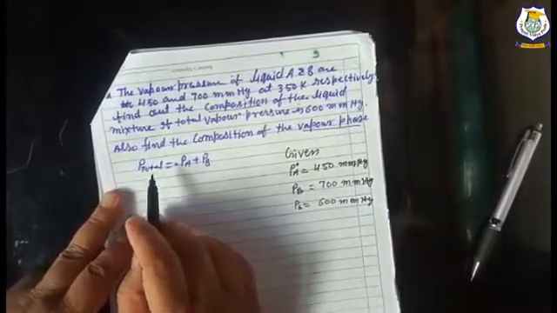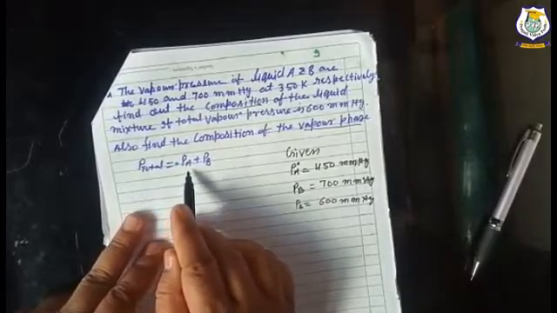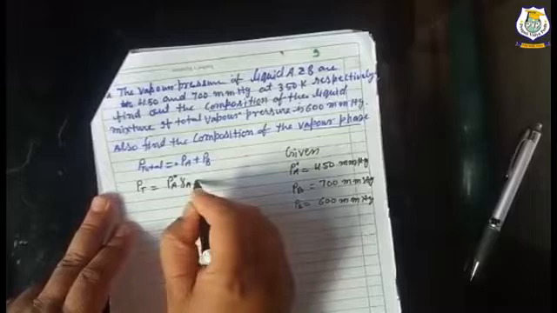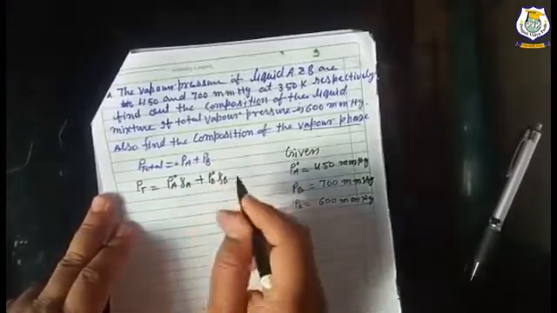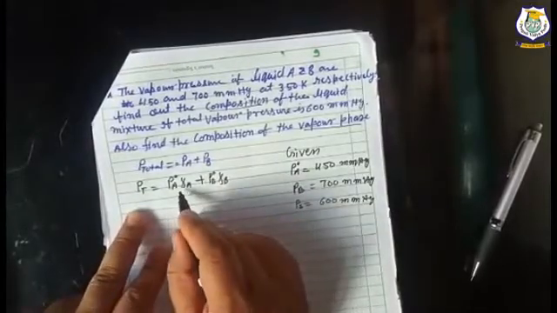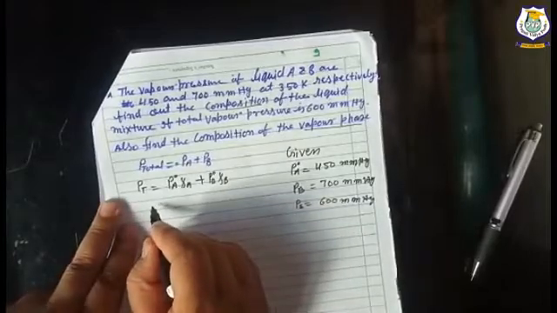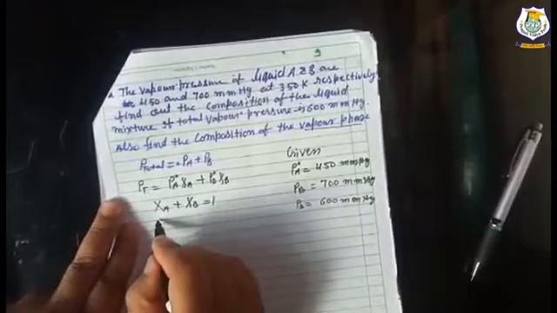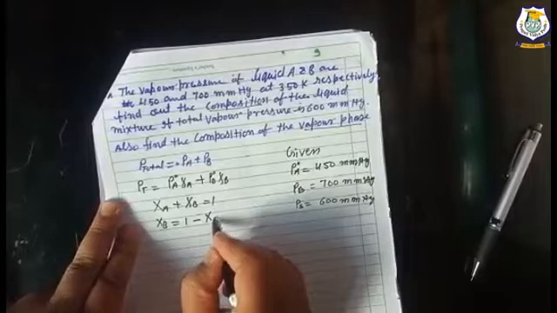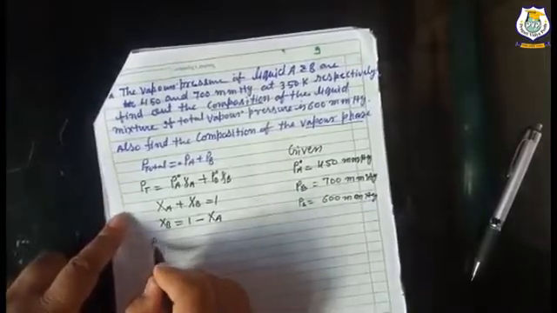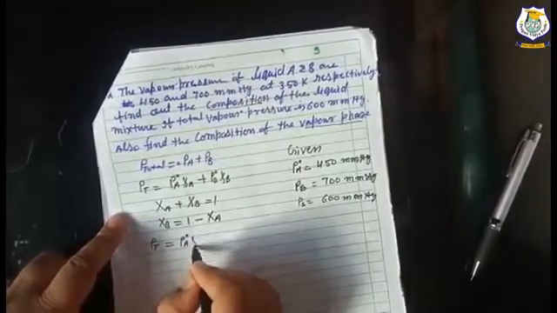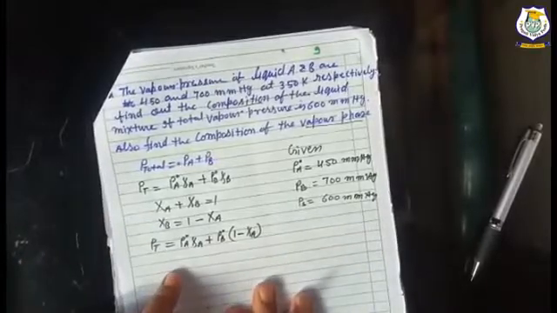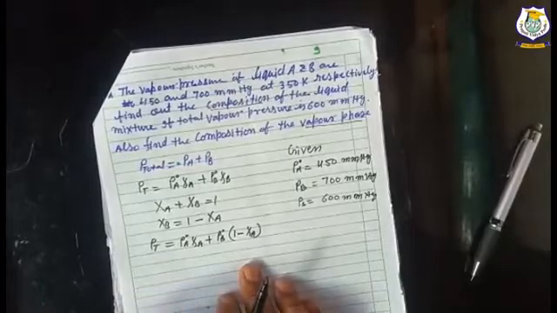We know that from Raoult's law, the total vapor pressure equals the partial pressure of A plus the partial pressure of B. So P total equals P naught A chi A plus P naught B chi B. We know that chi A plus chi B equals 1, so chi B equals 1 minus chi A. Then the total vapor pressure equals P naught A chi A plus P naught B times 1 minus chi A.